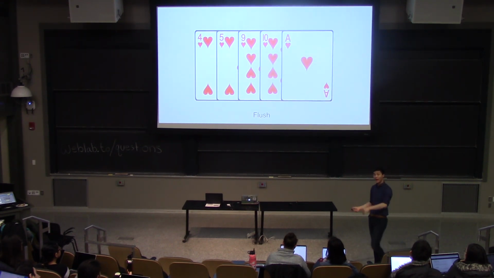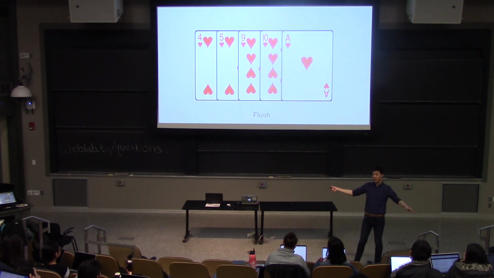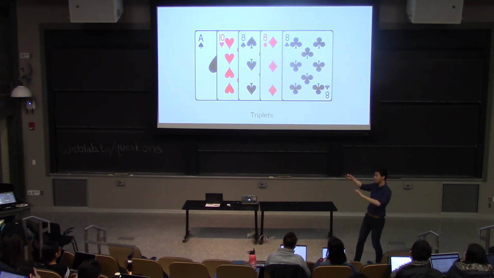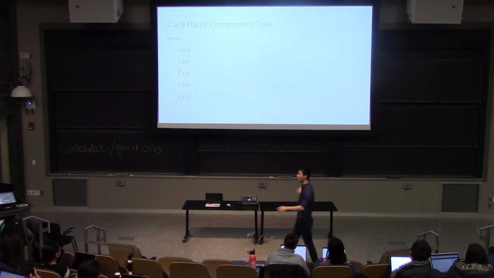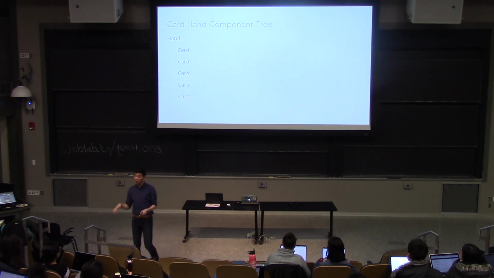That's very good. And above all the cards, we have an idea of a hand. So this one is a flush, this one is triplets, this one is two pair. So we can model our component tree like this. We have a hand, and below that are 5 cards. Make sense, everybody? It's pretty intuitive, right?